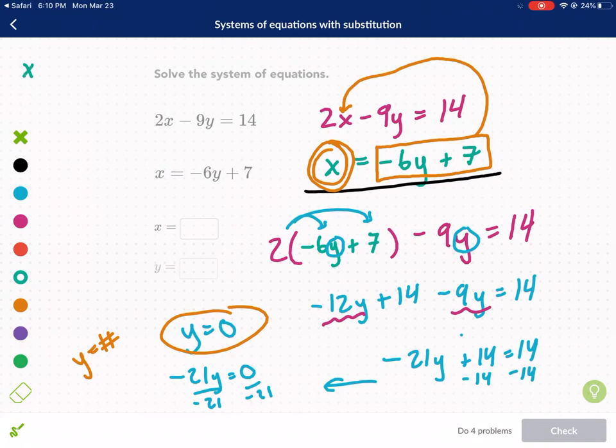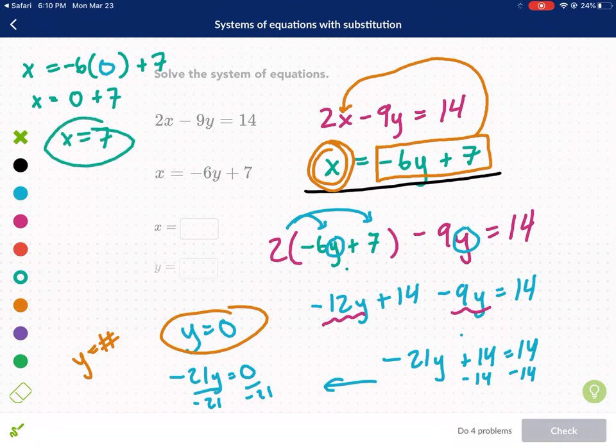So I'm going to go up here, x equals negative 6 times, and I'm going to put a parenthesis there because I'm going to plug in my known value, plus 7. What is my known value of y? Well, it's 0. So now I have a new equation, which is x equals negative 6 times 0 plus 7. What is my value of x? Let's solve. So we have x equals negative 6 times 0 is 0 plus 7. Well, x equals 7. So now we have our solution, which is y equals 0 and x equals 7.